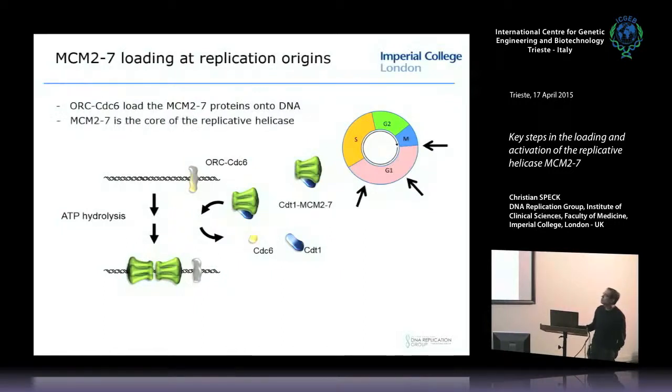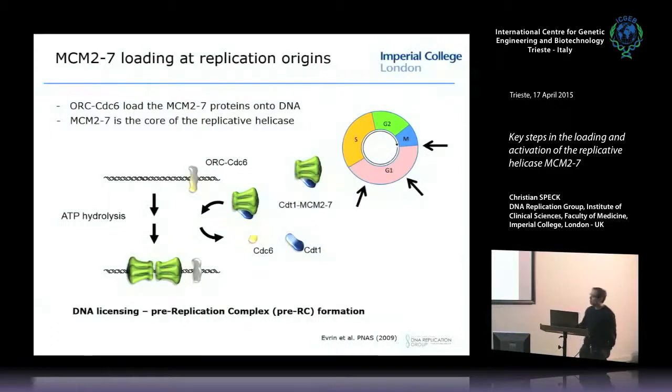All right. So MCM is a core of the replicative helicase. And in late 2006, I moved to London. Then in 2008, we reconstituted this reaction. And then in 2009, we published the reconstitution. Since then, we have used this assay to do lots of things. And the whole process is called DNA licensing, or pre-replication complex formation, or in short, pre-RC formation.